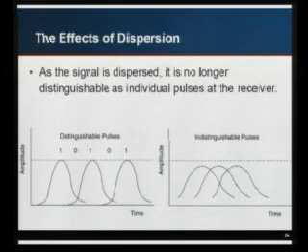So here's kind of a diagram showing the effects of the dispersion. Where before you had 3 clearly distinguishable pulses where you could see peak of the signal is 1 and the signal off is 0. As the signals are spread out, you can no longer tell what's a 1 and what's a 0. And that's basically what you're fighting against.